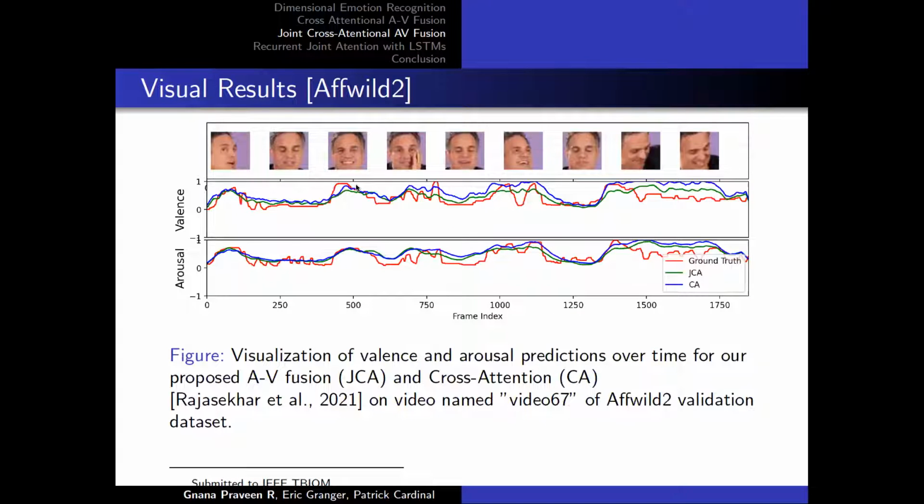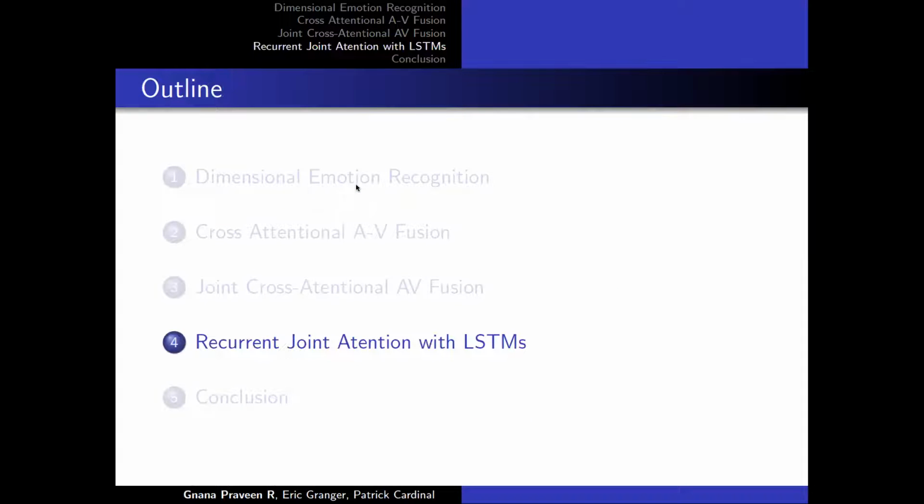And yeah, so these are some of the visual results for valence and arousal, and we compared it with our previous cross-attentional model, and we can see that we are able to achieve better results with this model when compared to a cross-attentional model.